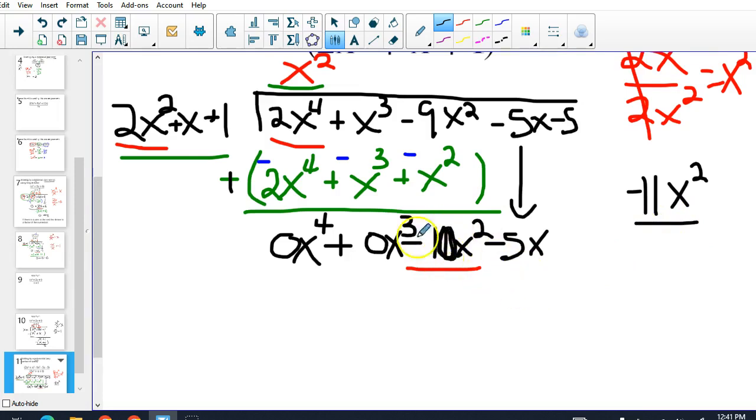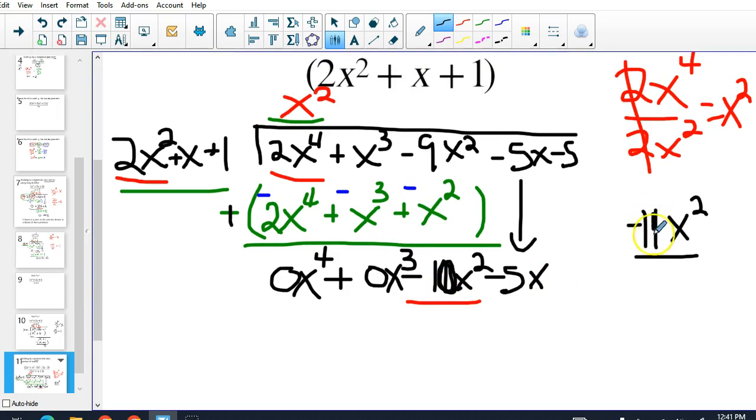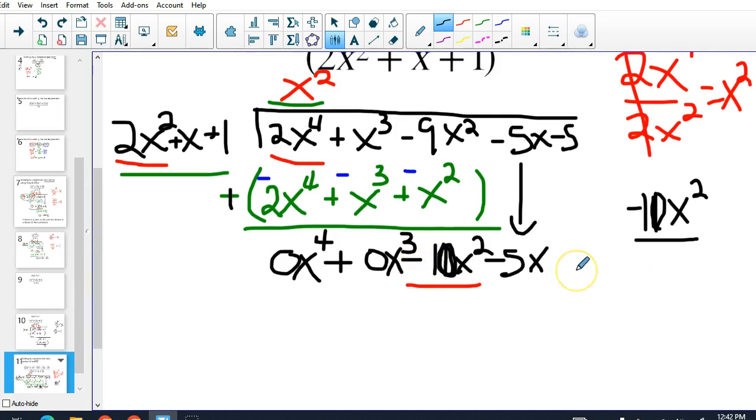Point that out now before we go further. 9 minus 1 is 10, not 11. Little oopsie-daisy there. Good to catch your mistakes early if you can, because that could have messed us up. So, negative 10x squared divided by 2x squared. This is equal to negative 5. 10 divided by 2 is 5. Negative stays. Negative divided by positive is negative. X squared divided by x squared cancel out, so we're left with minus 5.